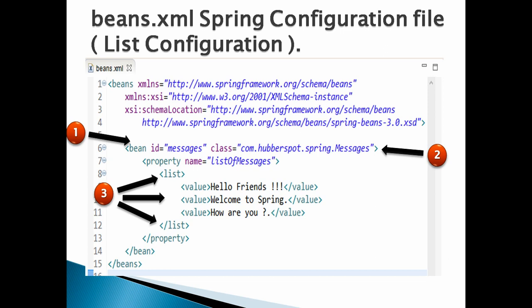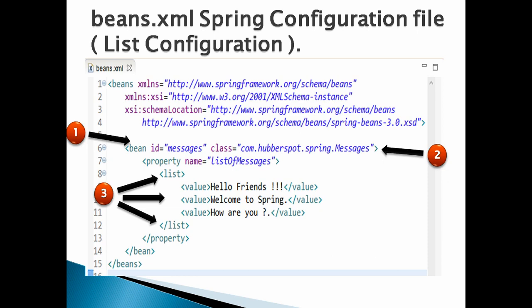Moving ahead. Number 3, in our previous slide, we created a Messages bean, which has an instance variable, say listOfMessages. When we want Spring to instantiate the Messages bean for us, we have to provide values for the instance variable it holds. In our case, bean tag has a property tag. This tag has a name attribute. Name attribute takes in the name of the instance variable, in our case it's listOfMessages. This name is exactly the same as the Messages bean's listOfMessages property.